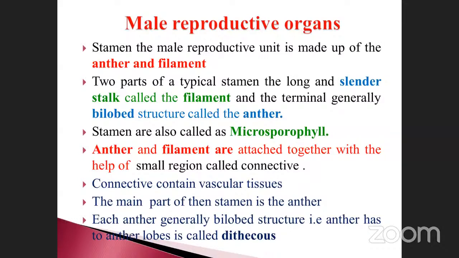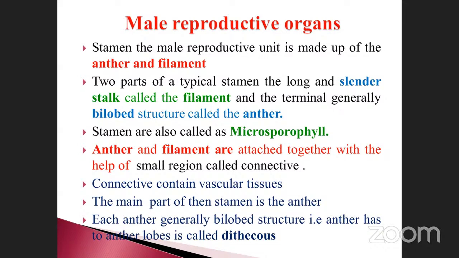It is made up of the anther and filament. Already we discussed. Two parts of a typical stamen: the long and slender stalk called a filament, and the terminal, generally bilobed structure called the anther. Bilobed. Once again, what is the meaning of lobed? Bi means two. Lobed means small.